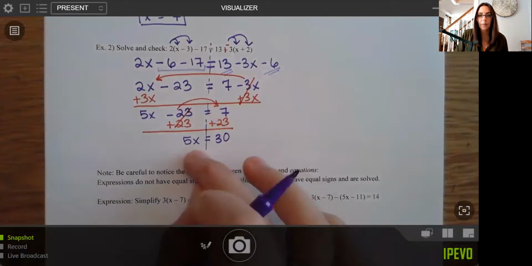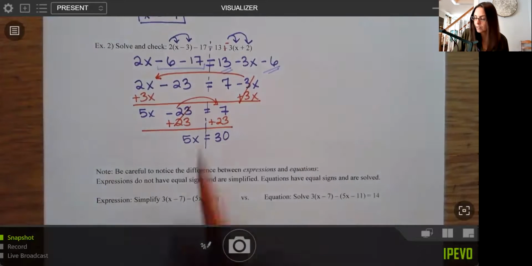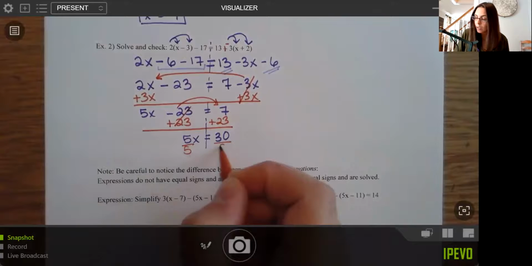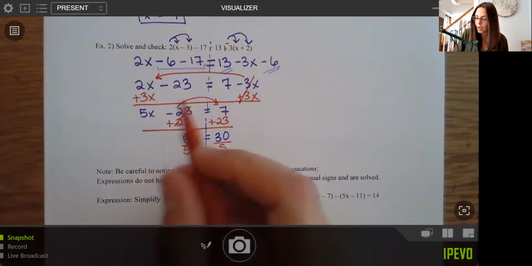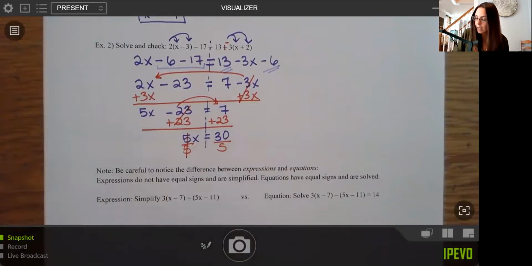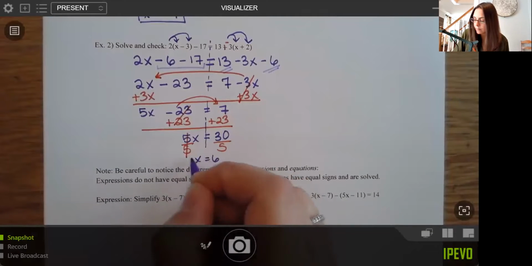Notice all my terms are combined. So my last step is just going to be to divide by 5. When I divide, you're not changing signs. Use the exact number that's there. So I'm dividing by +5. That gives me that 1. And then x is equal to 6.